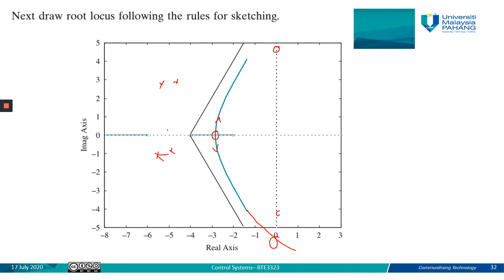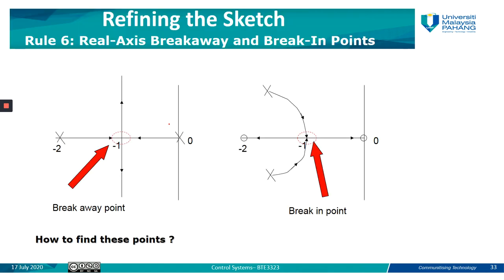So in order to perform such refining for our root locus sketch, we need to apply the rest of the rules, which are rule number 6 until rule number 8. Rule number 6 is related to the real axis breakaway and break-in points. It's specific to the real axis. We are not talking about the root locus in the imaginary part, or the part which has complex numbers. Our focus is only on the real axis here.